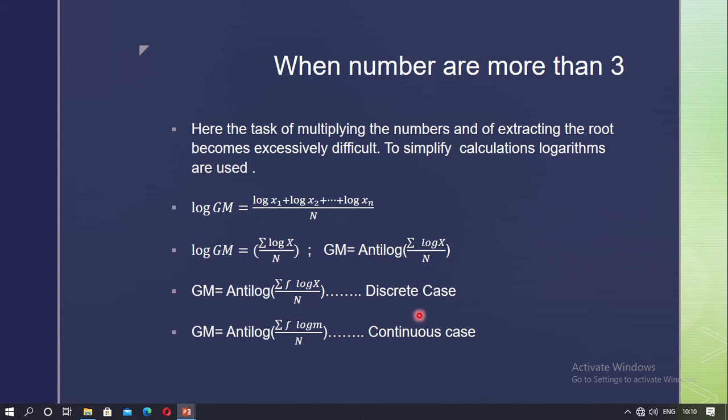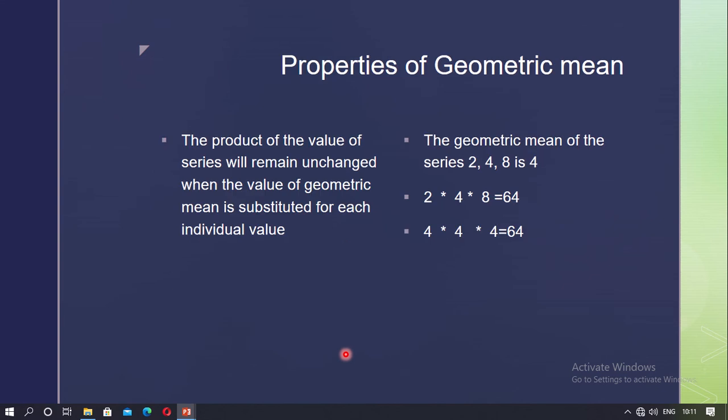So in a discrete scenario, when the frequencies are given, the formula will be f into log of that particular observation. Then you find the sum of all these and divide by capital N, and then you find the anti-log of the value that you get from this calculation. If it is a continuous scenario, then geometric mean is equal to the anti-log of the sum of f into log m divided by capital N.